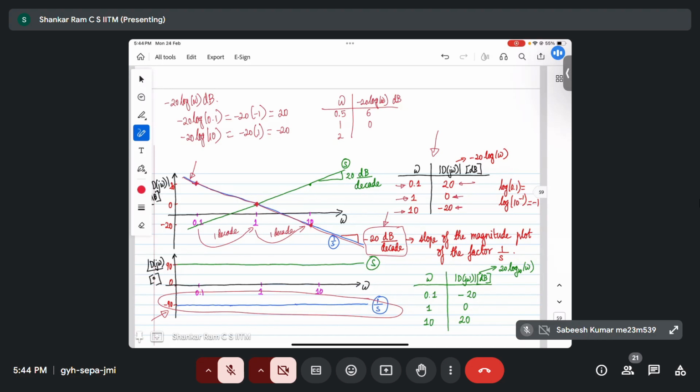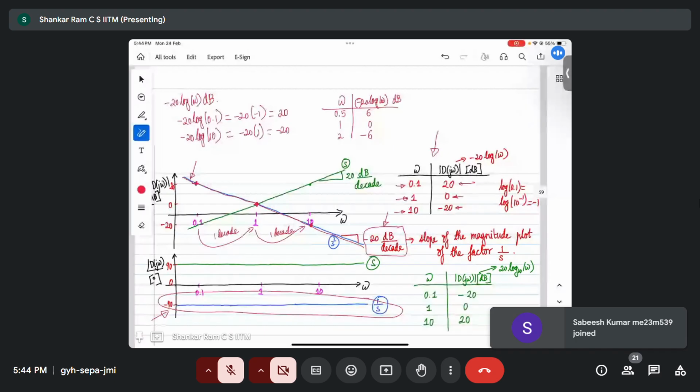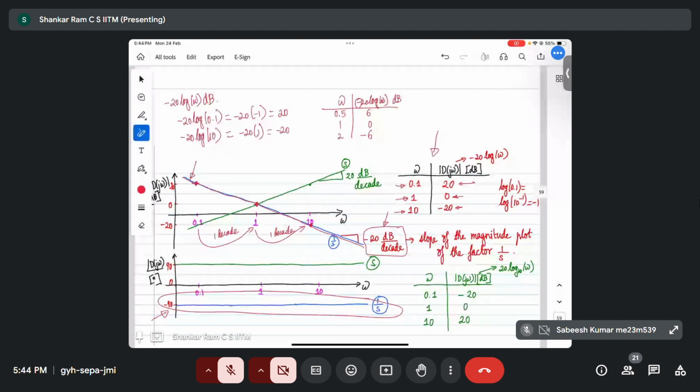Similarly, what will happen when omega equals 2? Can you find out, please? It's minus 6.02, but then there's a minus sign outside in the magnitude expression, right? So it becomes minus 6. So you can see that when we go 1 octave above 1, we are decreasing by 6 decibels. Similarly, from 0.5, if we go 1 octave above, once again we are decreasing by 6 decibels, right?